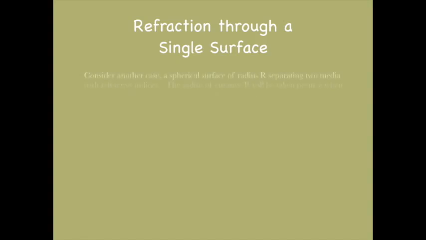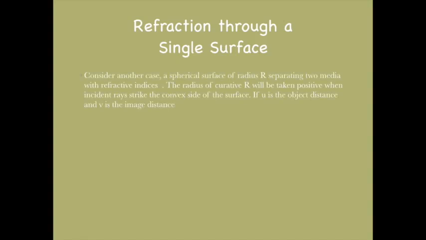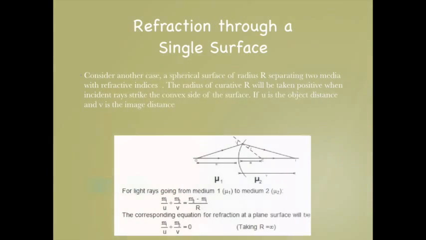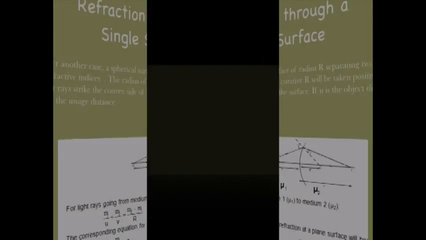So let us consider another case. Here I have the radius of curvature to be taken to be positive, and u and v are the image and object distance. In this case, I get m1 by u plus m2 by v equal to 0.